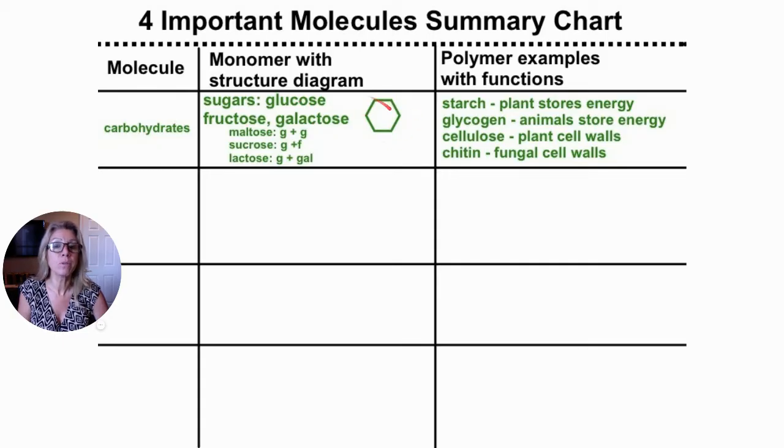Notice I did a real simple diagram so I could recognize it. And then I gave you maltose, sucrose, and lactose. Notice glucose plus glucose is maltose, glucose and fructose is sucrose, and lactose is glucose and galactose. Over here on the right, I listed four polymers. Notice starch and glycogen: plants store energy as starch, and glycogen is animals storing energy. Cellulose is plant cell walls, and chitin is fungal cell walls. I highly recommend that you make your own chart and your own summary table.